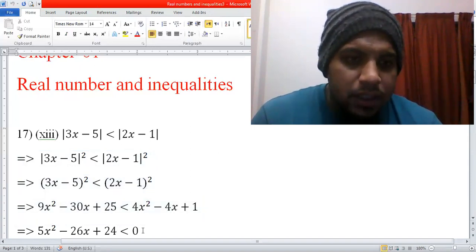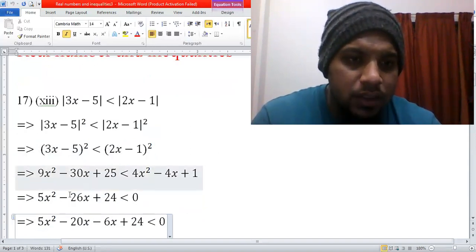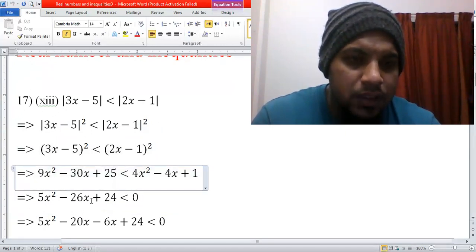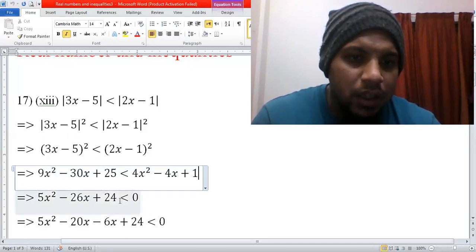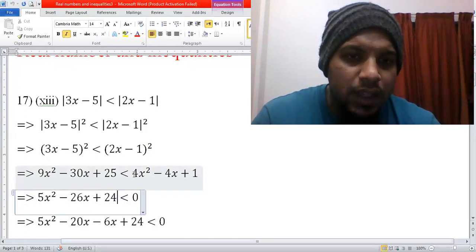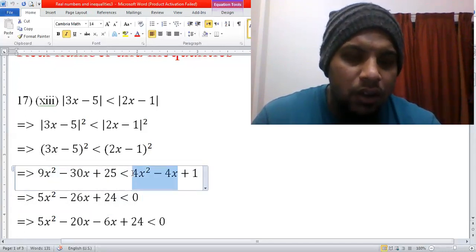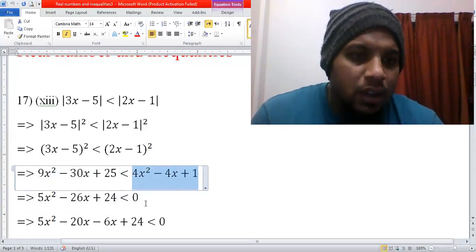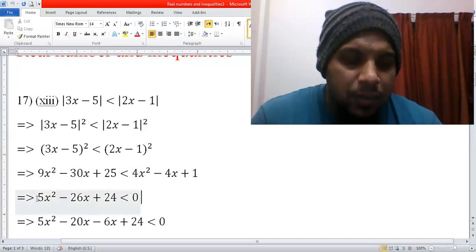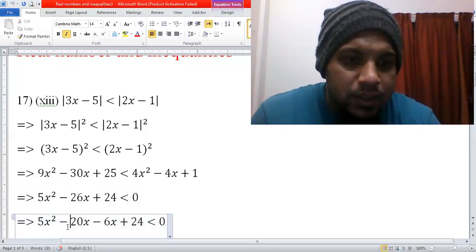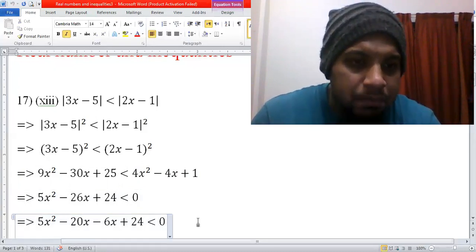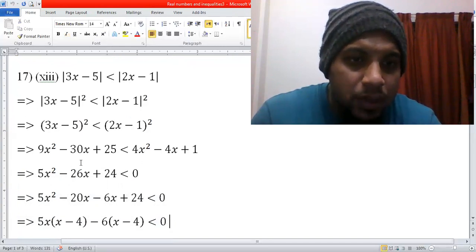After calculation, 9x square minus 4x square is 5x square, minus 30x plus 4x is minus 26x, and 25 minus 1 becomes 24. If we change the side of this part, all signs will be changed. That's why we get 5x square minus 26x plus 24. And at last we have to factorize, or find the middle factor.